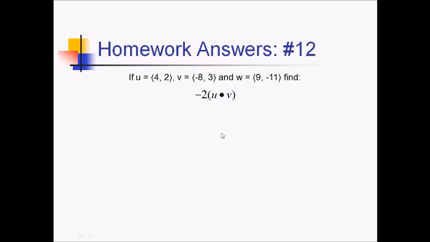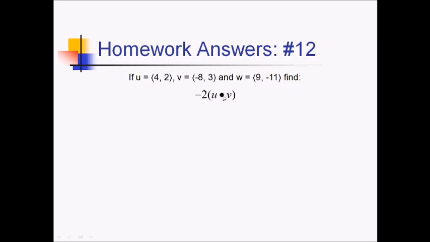On this problem, we have to do negative 2 times the dot product of u and v. Now there's a few ways you could do this. If you want to multiply the negative 2 by the u, and then whatever you get out of that, dot multiply it by v, that's one option. I chose to do u and v dot multiplied together and then distribute the negative 2 at the end, but there's other ways to do it.